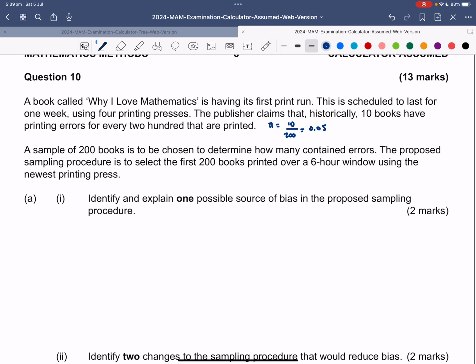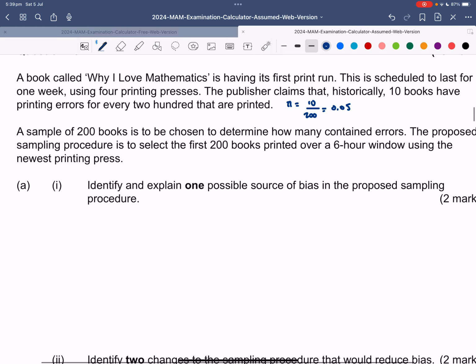A sample of 200 books is to be chosen to determine how many contain errors. The proposed sampling procedure is to select the first 200 books over a 6-hour window using the nearest printing press. Okay, so you can see that that's just riddled with all sorts of bias. So, where's all the bias? If I was to highlight all the bias, one, they're just going to select the first 200. What if the printer gets worse over time, it wears out over time? Or what if the first few are rusty before the machine warms up and then it starts to get better?